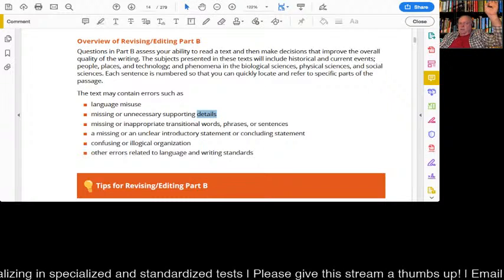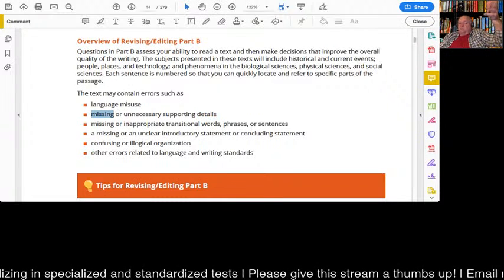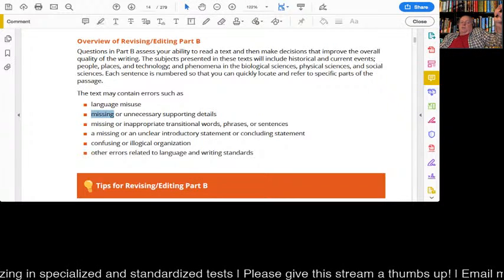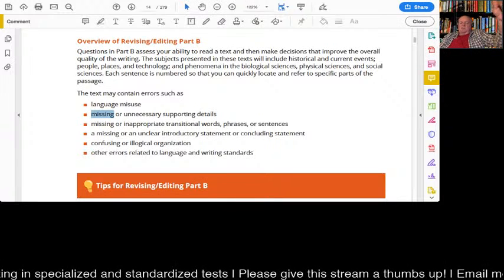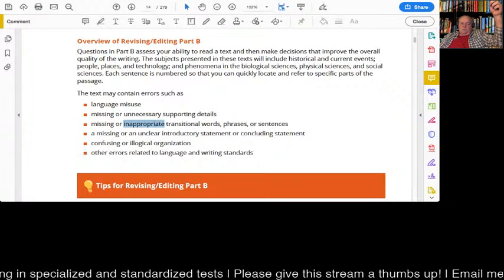There could also be missing information. Either the passage says it's going to tell you something and doesn't, or there's just something completely obvious missing. And this normally takes the form of which sentence shouldn't belong or which sentence can be added. Okay. There's also missing or inappropriate transitional words.